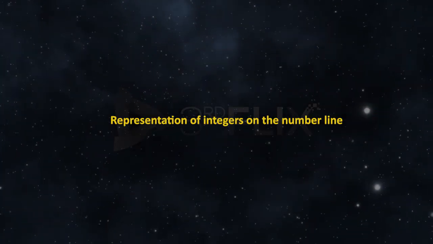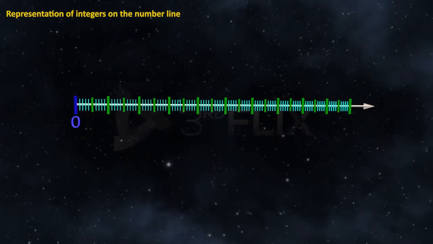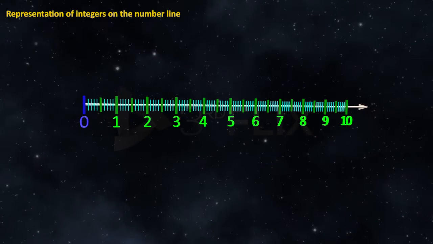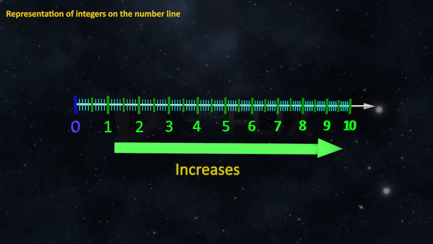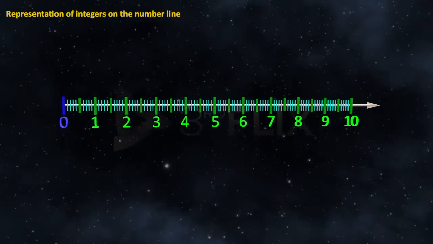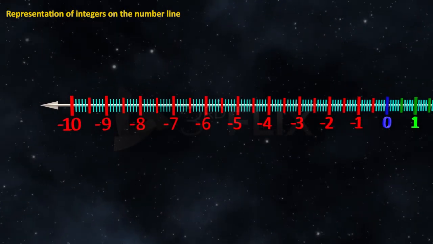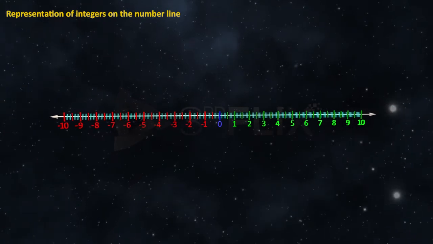Representation of integers on the number line. The number line of whole numbers consists of 0 and counting numbers written on the right side of the 0. The value increases as we move towards the right side. How about if we include the negative numbers too? Extend the number line on the other side of 0. Let us see the number line.